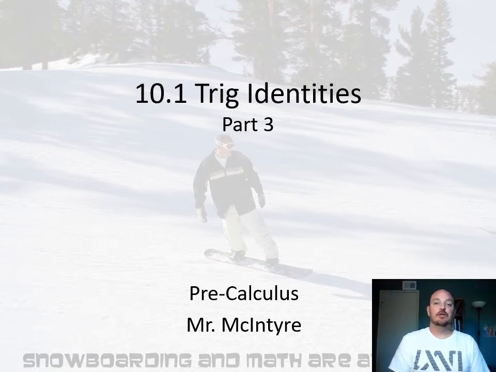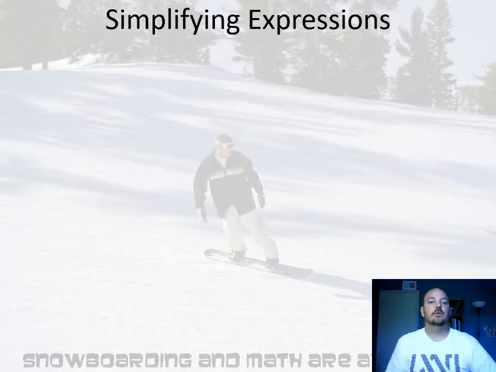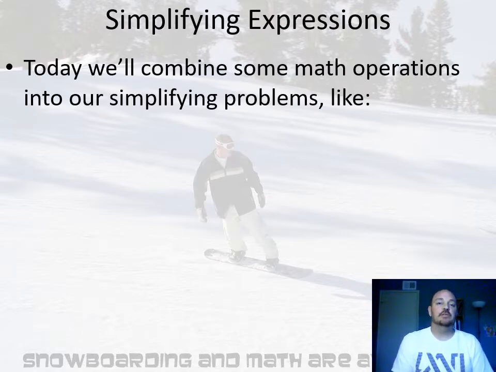All right, this is our third and final part on trig identities from 10.1. And what we're going to do is add one step to what we've been doing so far. In part one, we reviewed our identities and took a look at how to use them. In part two, we focused on simplifying expressions. We're going to add one thing to that.